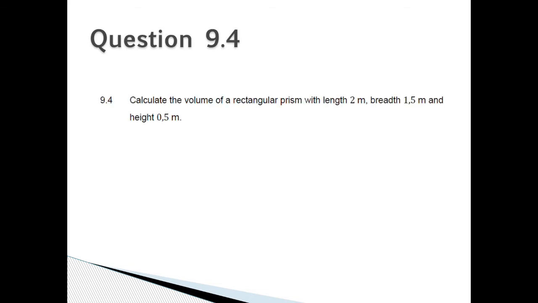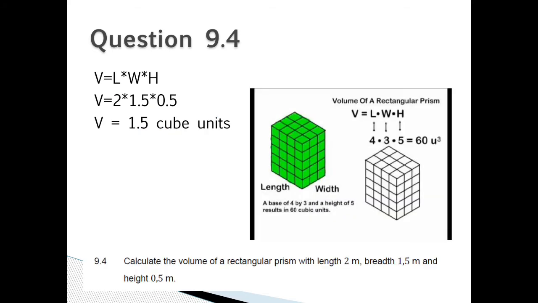Question 9.4. Calculate the volume of a rectangular prism with length 2 meters, breadth of 1.5 meters, and a height of 0.5 meters. To calculate volume, we use length times width times height. So we'll substitute as 2 times 1.5 times 0.5, which will give you 1.5 cube units.